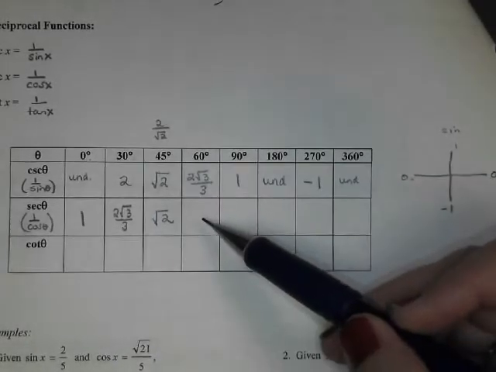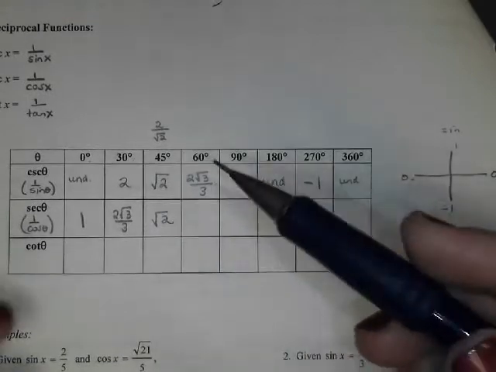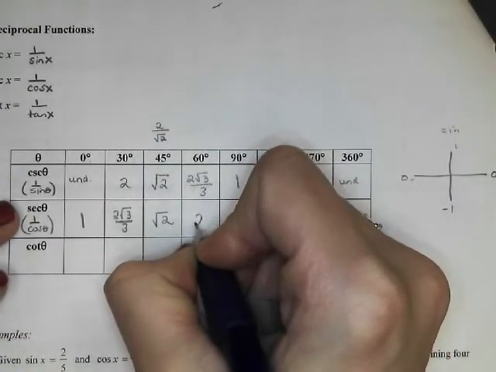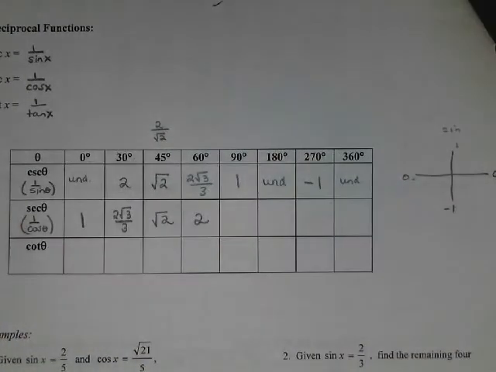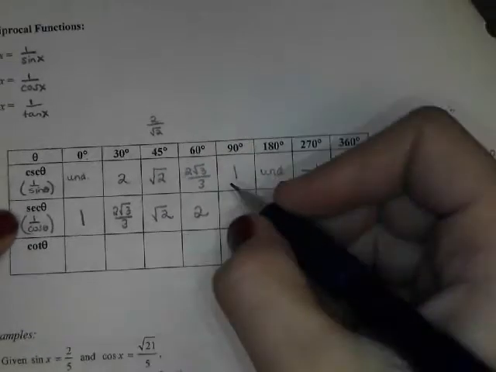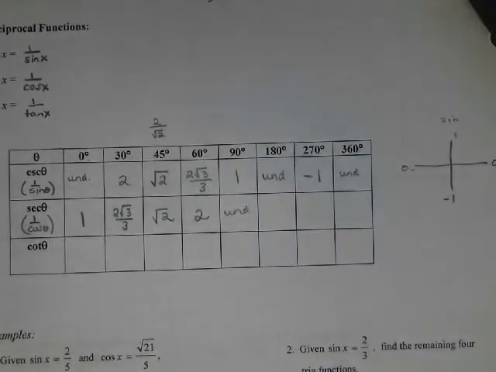The cosine of 60 is a half. So to flip that, we get 2. And the cosine of 90 is 0. Flip that, you get undefined.